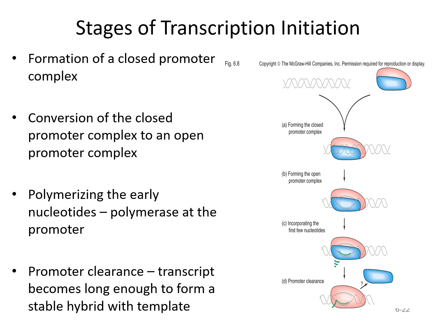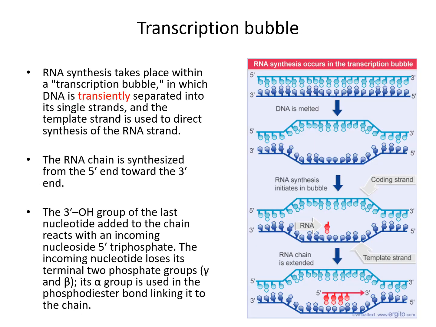Within the transcription bubble are the 9 most recently added ribonucleotides of the RNA transcript. So basically, the transcription bubble is where the DNA double strand is transiently separated into single strands, so that the RNA polymerase can use the template strand to synthesize RNA. So that's the transcription bubble.